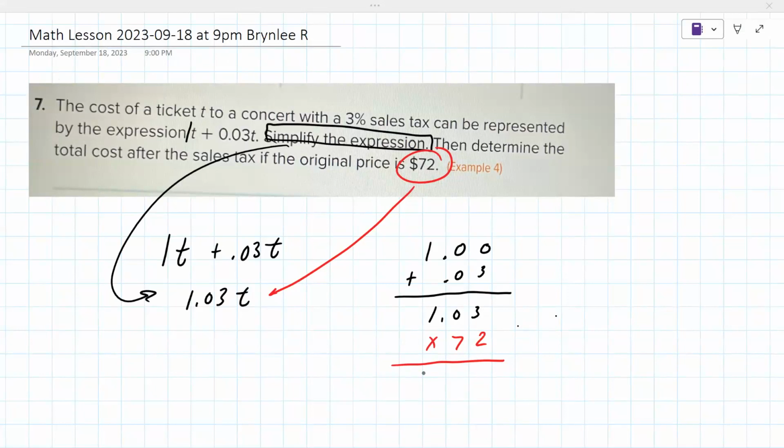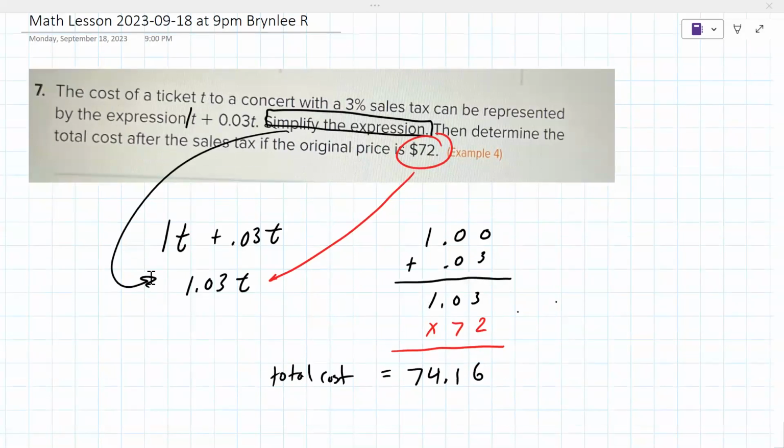$74.16. And that is the total cost. That's it. All right. Where did you get stuck on this? I just got stuck on multiplying by like 72. Okay. Do you have questions about how to do this? Because you did this correctly. I mean, I don't see your work, but this is the right answer. So if you know how to do that, that's good enough for me. Move on to 8. Yep. Okay.